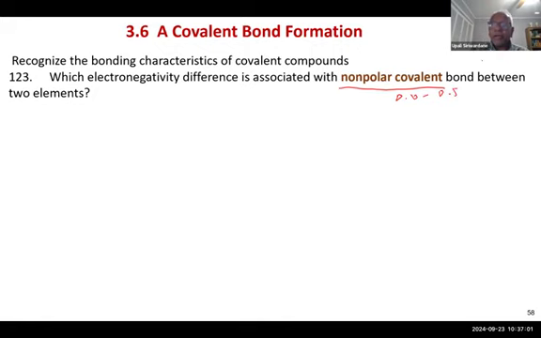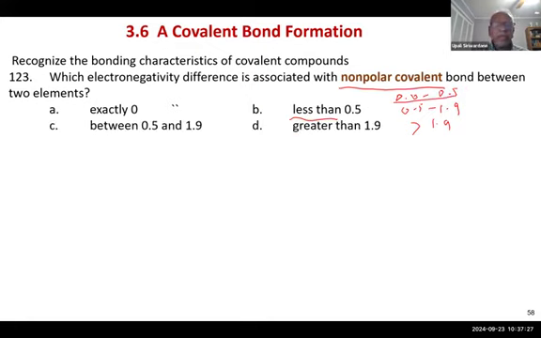Polar covalent bond is between 0.5 and 1.9. Greater than 1.9 is an ionic bond. We talked about this. The difference in a non-polar compound is less than 0.5. That's right here. Between, that's a polar covalent bond. Greater than that is an ionic bond.